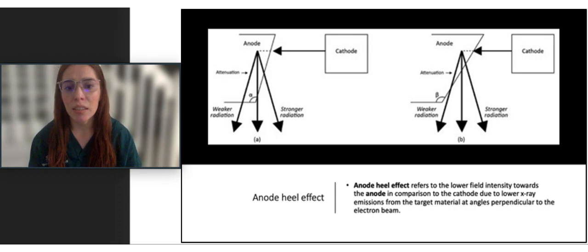The effect stems from the absorption of X-ray photons before they leave the anode in which they are produced. The probability of absorption depends on the distance the photon travels within the anode material, which in turn depends on the direction of emission.